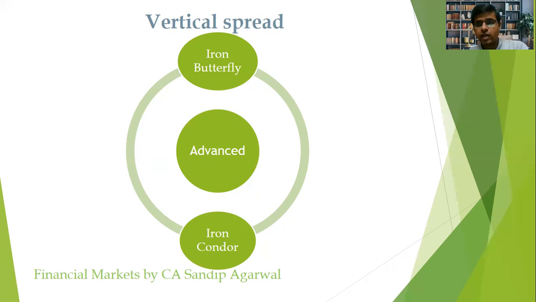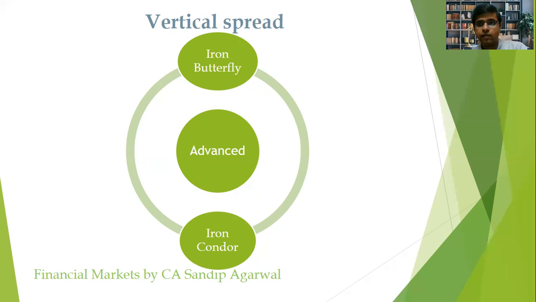Now, obviously, in that strategy, the reward is limited, but the risk is unlimited. Now, how can you convert this unlimited risk to a limited risk strategy? So basically, the iron butterfly is a variation of the short straddle only, and it converts the limited reward and unlimited risk strategy to a limited reward and limited risk strategy. We will cover this example in a very detailed manner in the next few slides, along with the payoff graph as well. Then another strategy is iron condor.